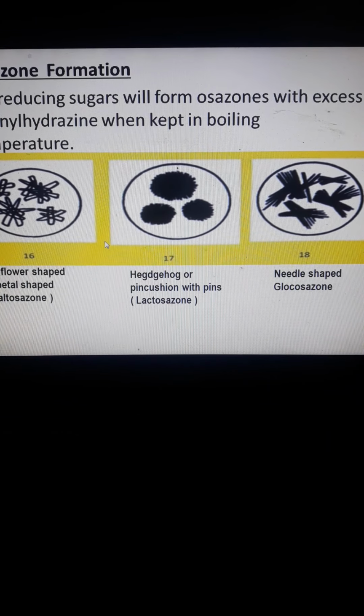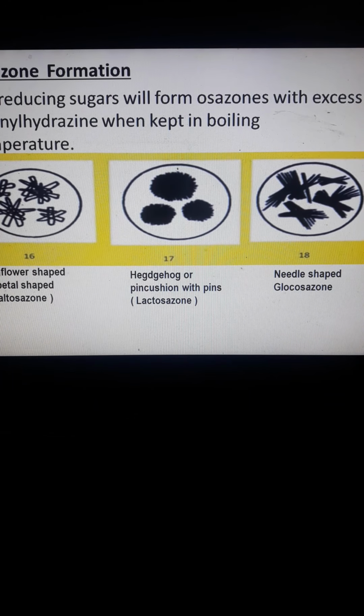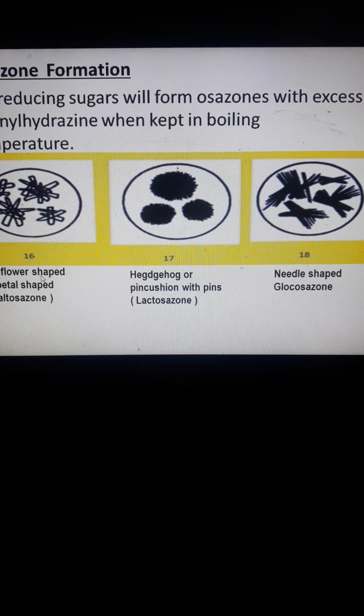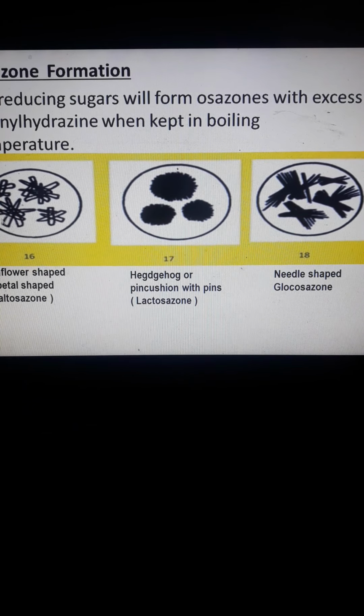So there are crystalline formations known as osazone crystals or osazone formations. So usually with the use of phenylhydrazine sa laboratory, you can see this one through low power or high power objective in the microscopic examination. So sunflower shape, the petal shape, for maltosazone. And we have hedgehog. So usually in lactosazone, you can see this one, lactosazone, or in galactose. Okay, pine needle shape or glucosazone. Okay, this one is known to be a needle shape.